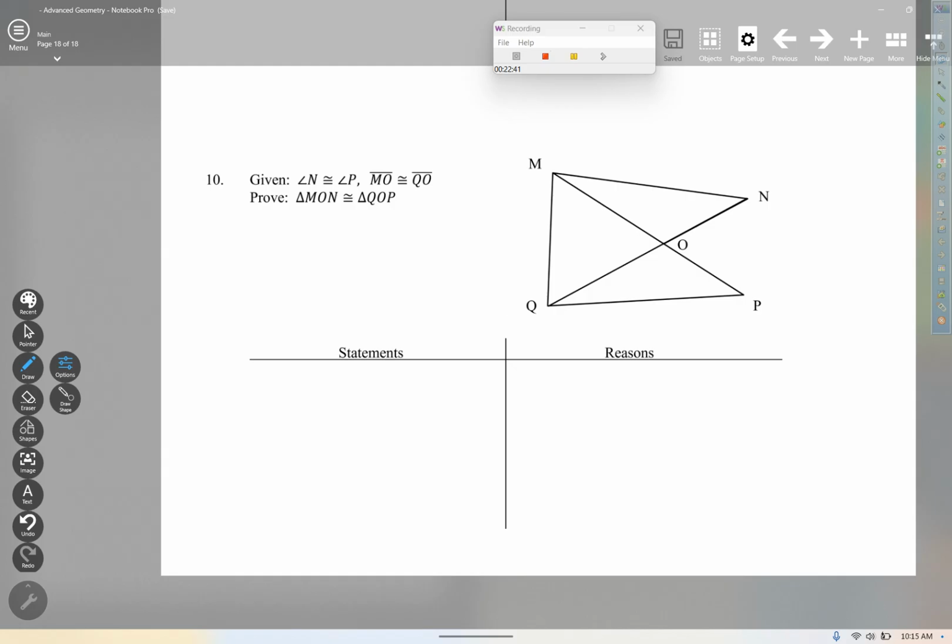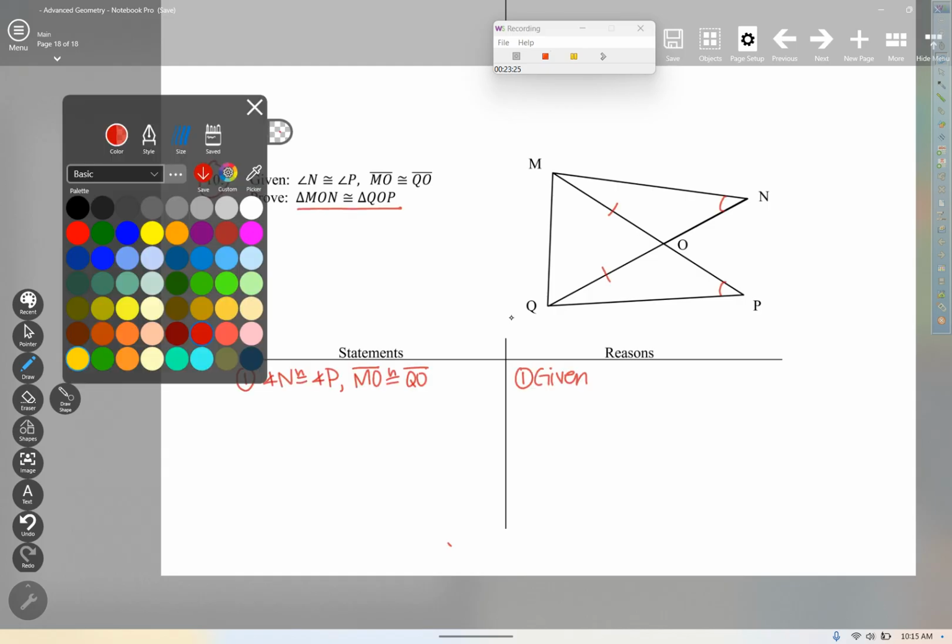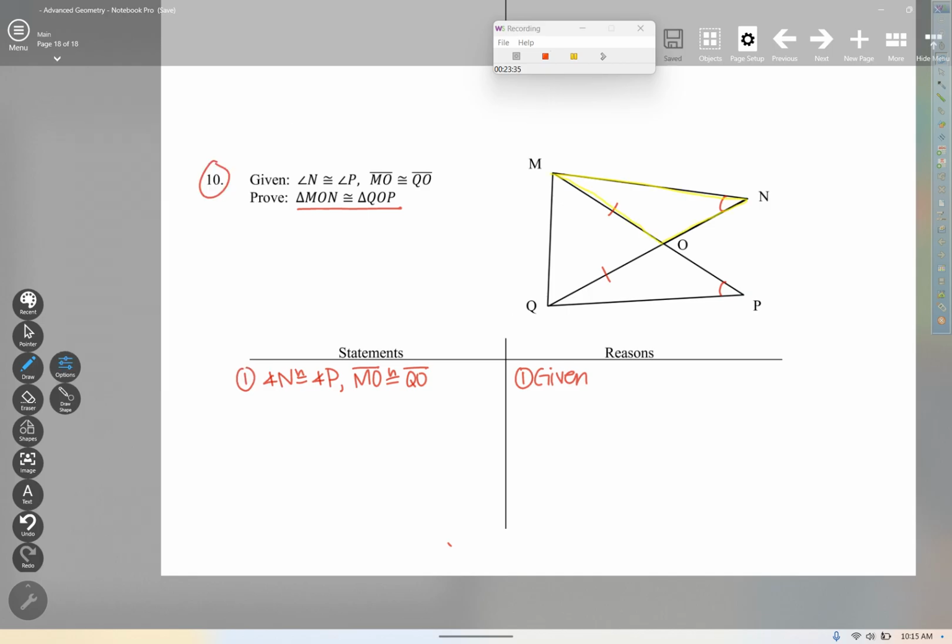But if you look at the prove, it tells us what triangles we're trying to prove. So let's go and highlight those triangles. So I have triangle MON. And I have triangle QOP. So that triangle MOQ on the left, that doesn't matter. So we can just basically pretend that it doesn't exist. If you look at both of the triangles, they actually do share something. And they both already have 2 tick marks, so I really only need to add one more thing.